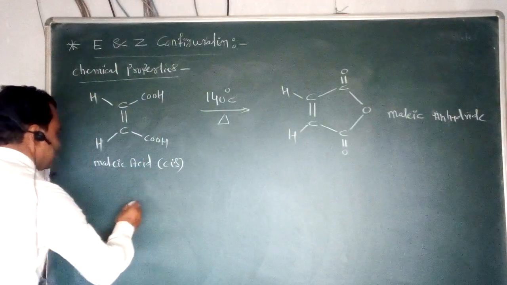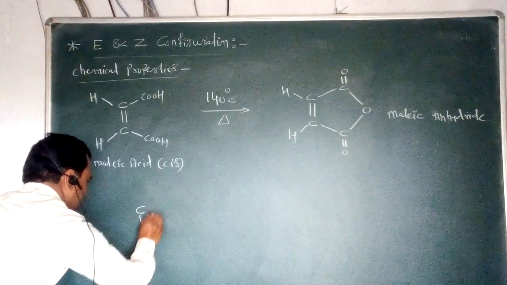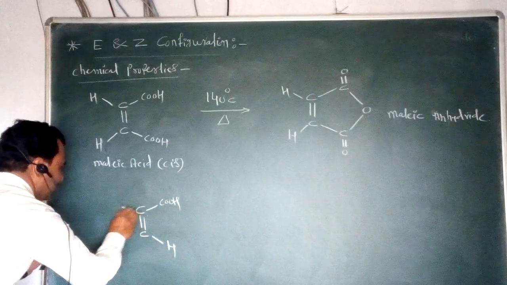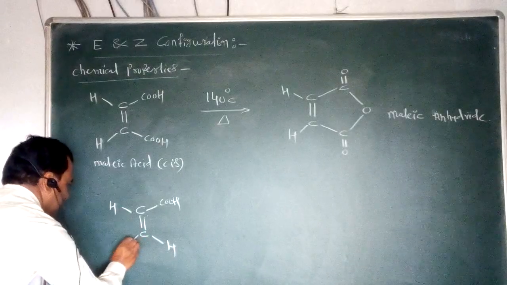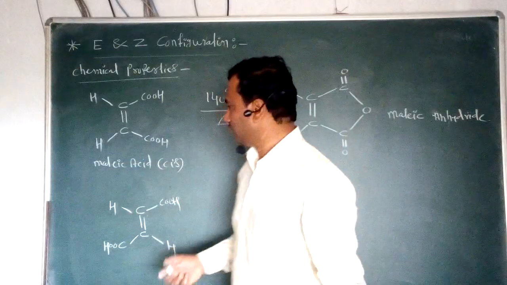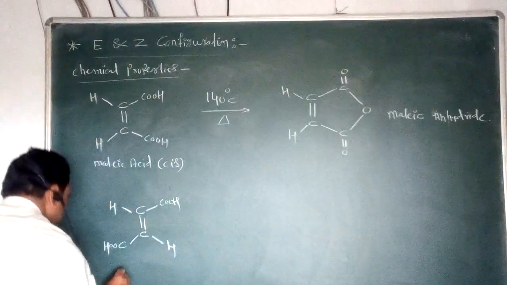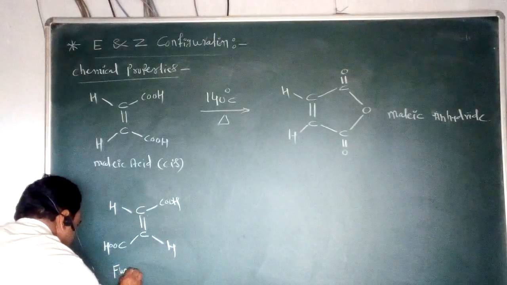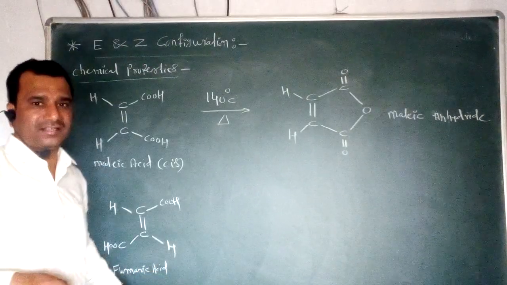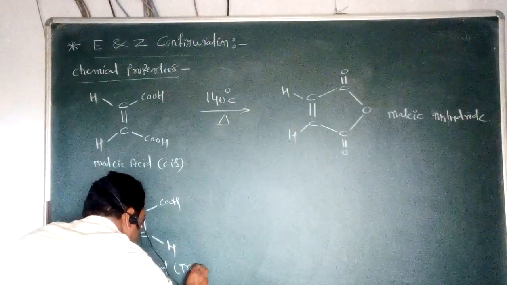But suppose I consider the second isomer of this acid, that is C double bond C, COOH. This is the H, this is the H, and this is the COOH. Now this is the second type of isomerism for the same molecule. This acid is called the fumaric acid, and this fumaric acid is the trans isomer.